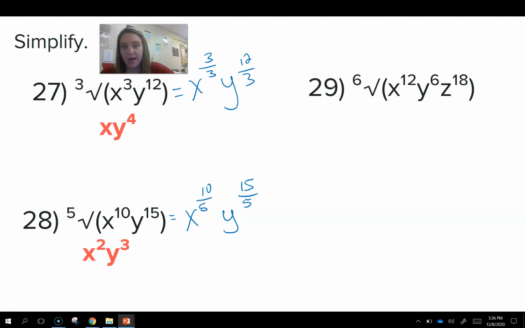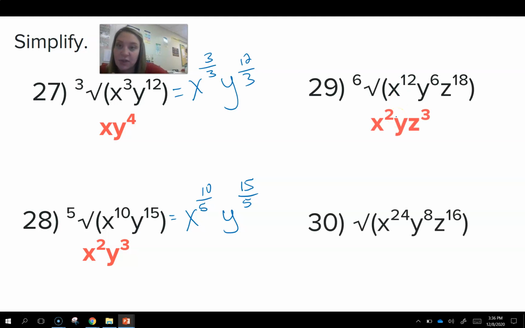All right, I want you to pause and try 29. Pause the video. All right, for 29, you should have gotten x squared, y to the power of 1, and then z to the power of 3. Because 12 divided by 6 is 2, 6 divided by 6 is 1, and 18 divided by 6 is 3.